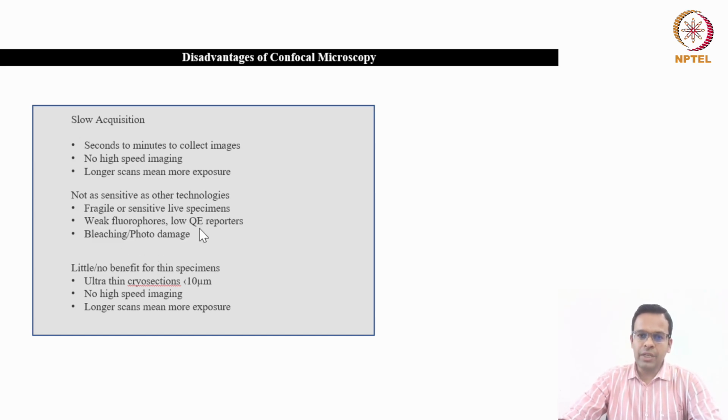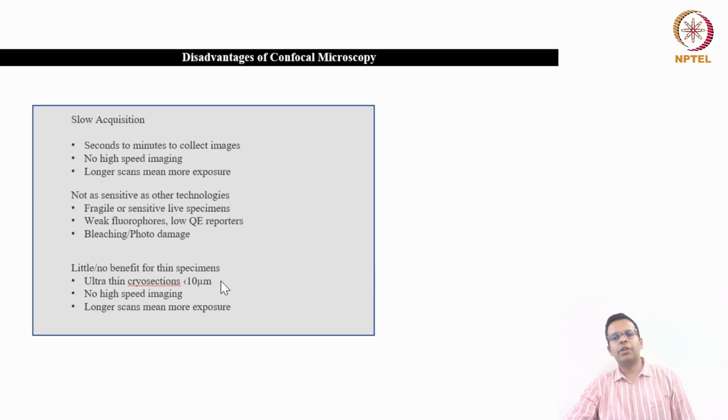And if your fluorophore is weak, then you cannot even visualize it clearly using the confocal microscope. And if your fluorophore bleaches faster or creates a lot of photodamage, you should avoid using the confocal microscope. There is also little or no benefit for thin specimens. If ultra thin cryosections, less than 10 micrometers, are there, you should not use confocal, because you will not get any added advantage. And again, longer scans mean more exposure, and that will create more phototoxicity and photobleaching in your sample.